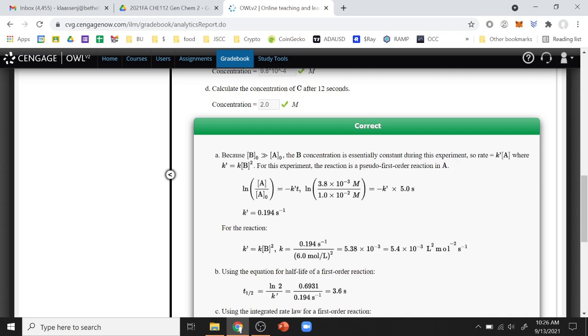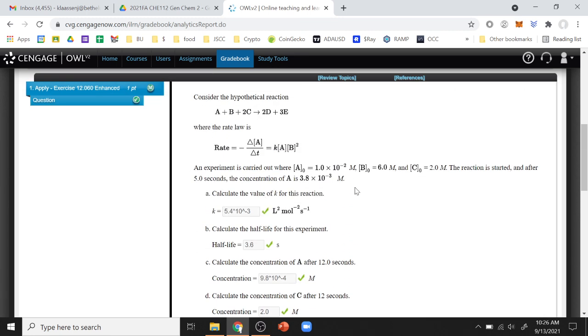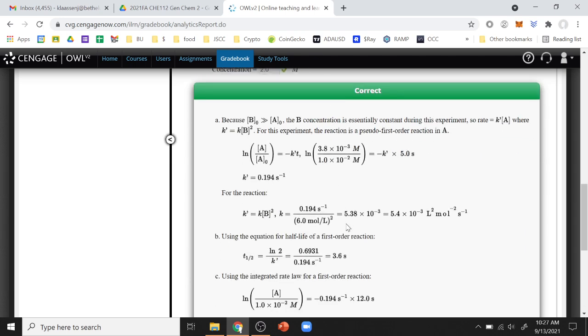Well, we have two states, don't we? We have the state at time 0, what we began with. Then the second thing we have is the A concentration after 5 seconds, in my case. See that? And so we have 2 states. Remember that K is constant, right? The K prime will be constant. It won't change. So we can take one equation and divide it by the other one.